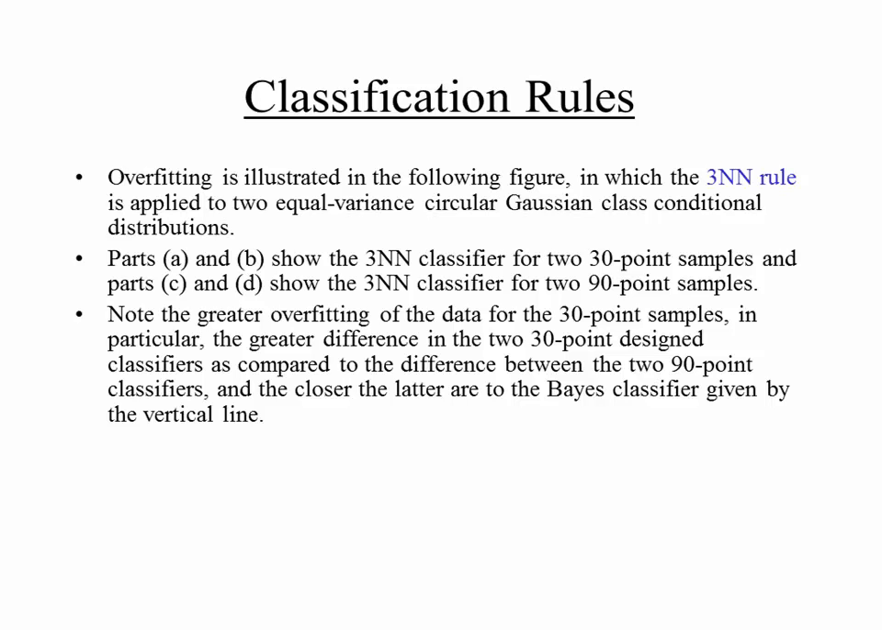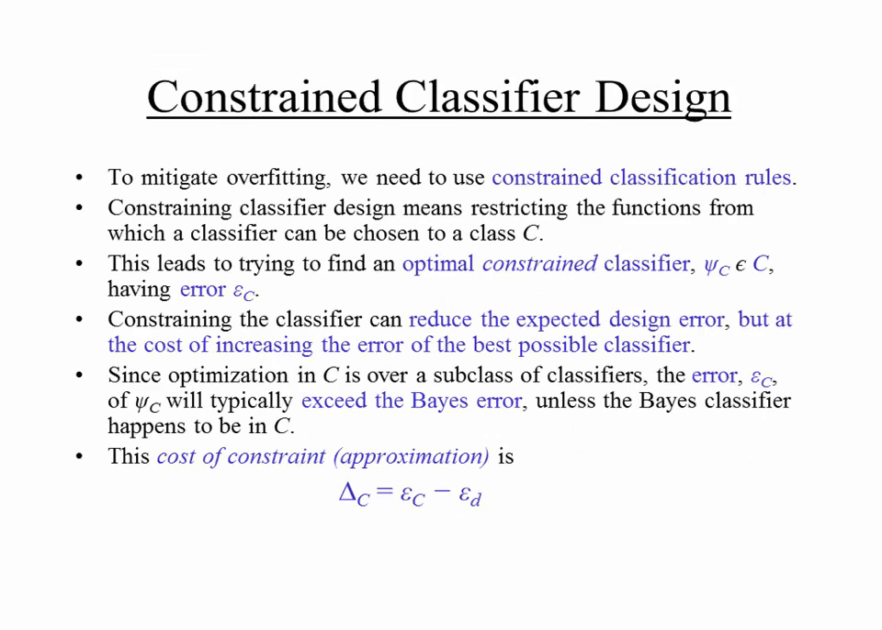So note the greater overfitting of the data for the 30-point samples, in particular the greater difference in the two 30-point design classifiers as compared to the difference between the two 90-point classifiers, and the closer the latter are to the Bayes classifier given by the vertical line. All right, any questions?